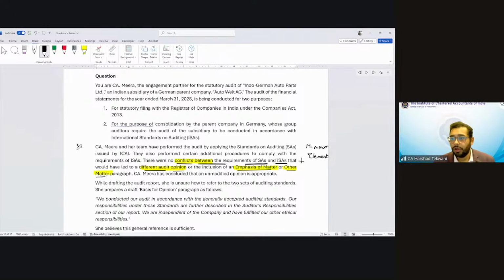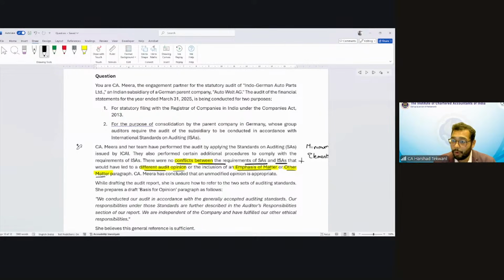Separate audit reports. See, in that scenario, you cannot issue this audit report. That will be an altogether separate audit report, a separate audit engagement. Usually, if you want to include both sets of standards in the same audit report, there should not be any conflict. If there is a conflict, you cannot specify that particular set of standards in your audit report.